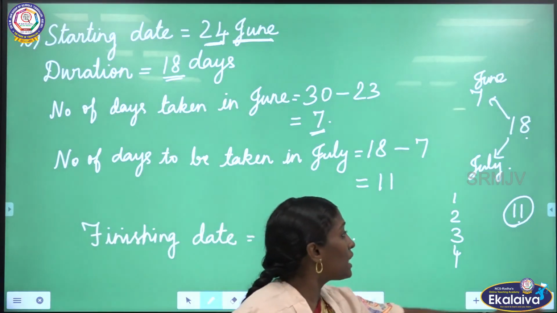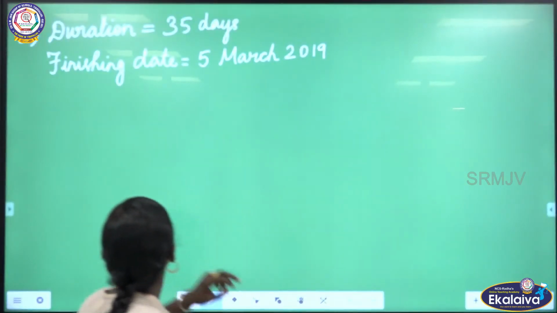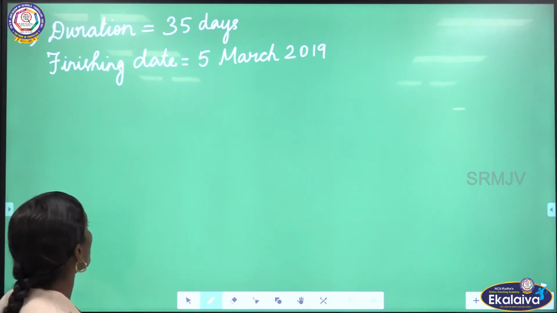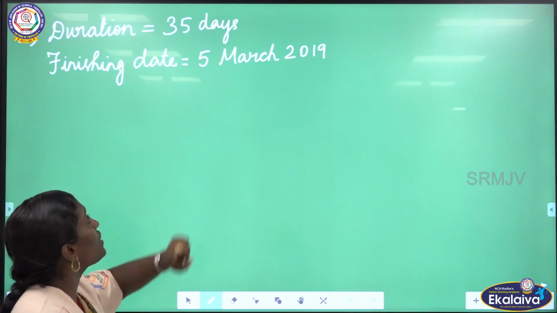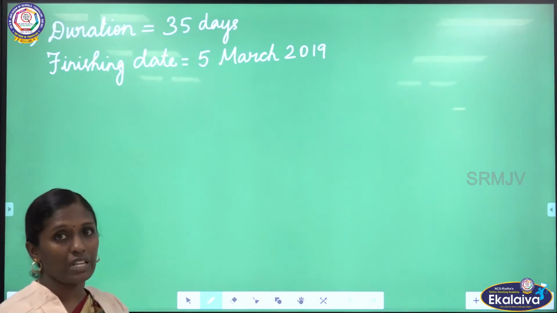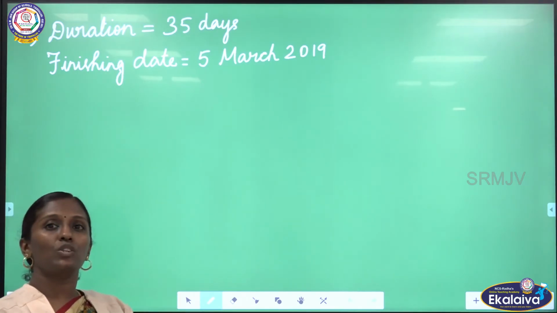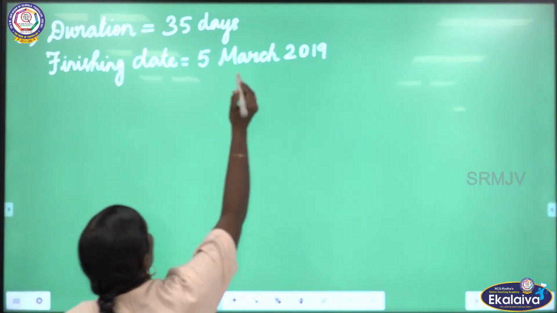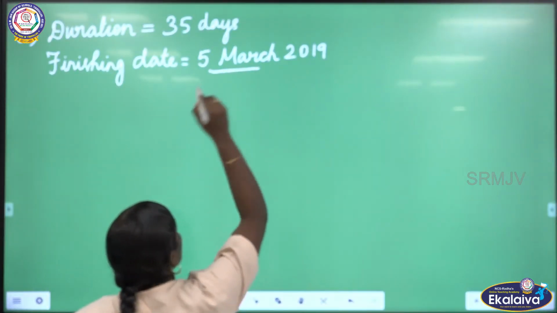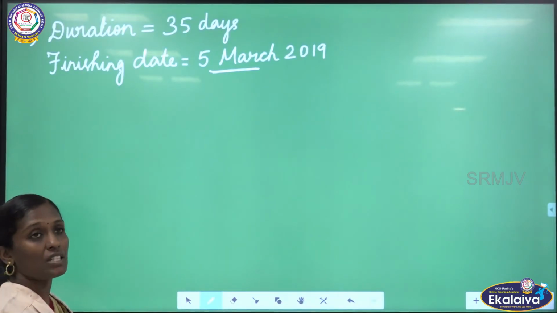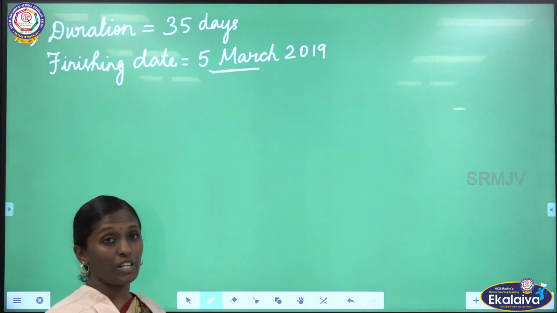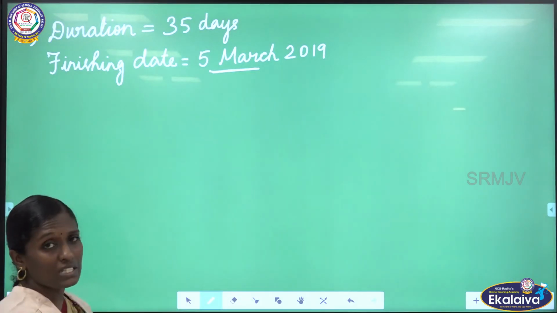Okay. Then we are going to find the starting date. Here duration is given, that is 35 days. Finishing date is given 5th March 2019. Now we are going to find out the starting date. So first we have to find out the number of days taken in the given month March. Here we have to use counting backward. By counting backward, we are going to find the starting date.